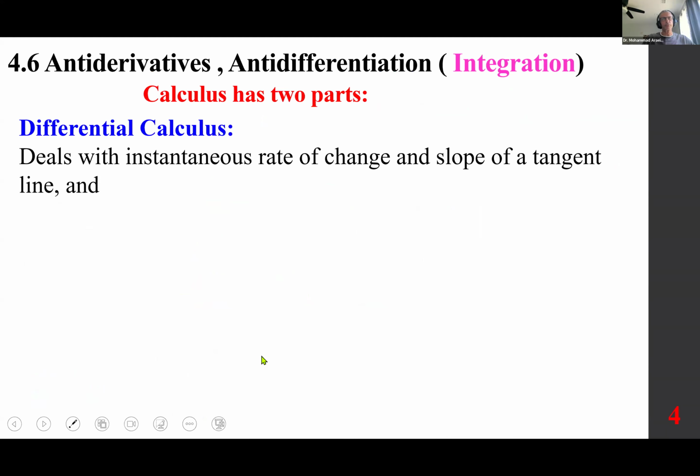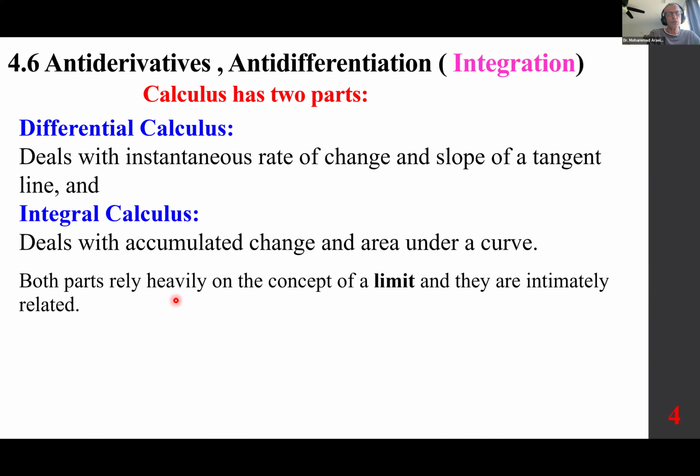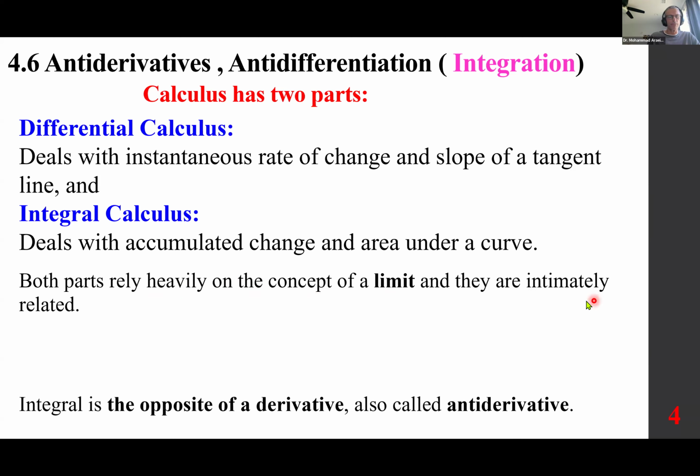Now, section 4.6, antiderivatives, antidifferentiation, also known as integration. Calculus has two parts. Differential calculus deals with instantaneous rate of change and slope of a tangent line, and integral calculus deals with accumulated change and area under a curve. Both parts rely heavily on the concept of a limit, and they are intimately related.